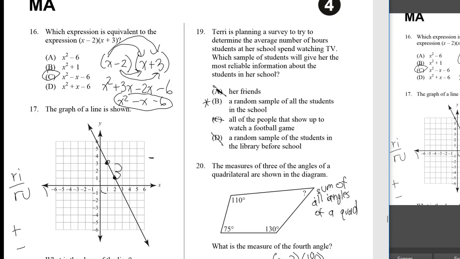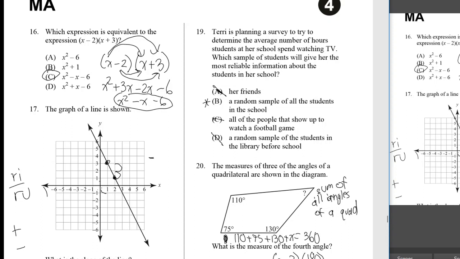So there's 4 sides minus 2 times 180. So 2 times 180 equals 360. So I know there's 360 degrees in a quadrilateral. All right, and I'm missing a side, so I know that 110 plus 75 plus 130 plus x is equal to 360. That's what I do know.